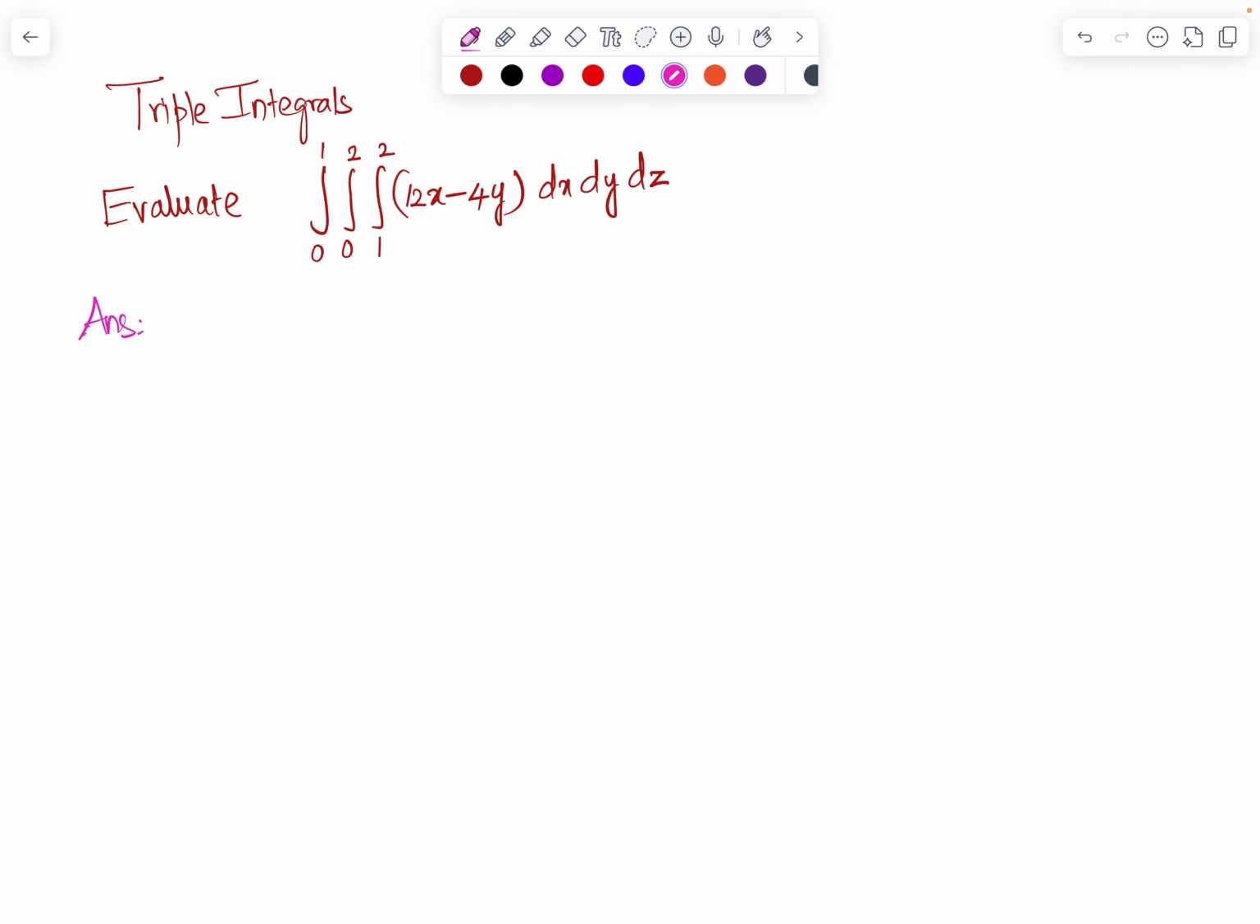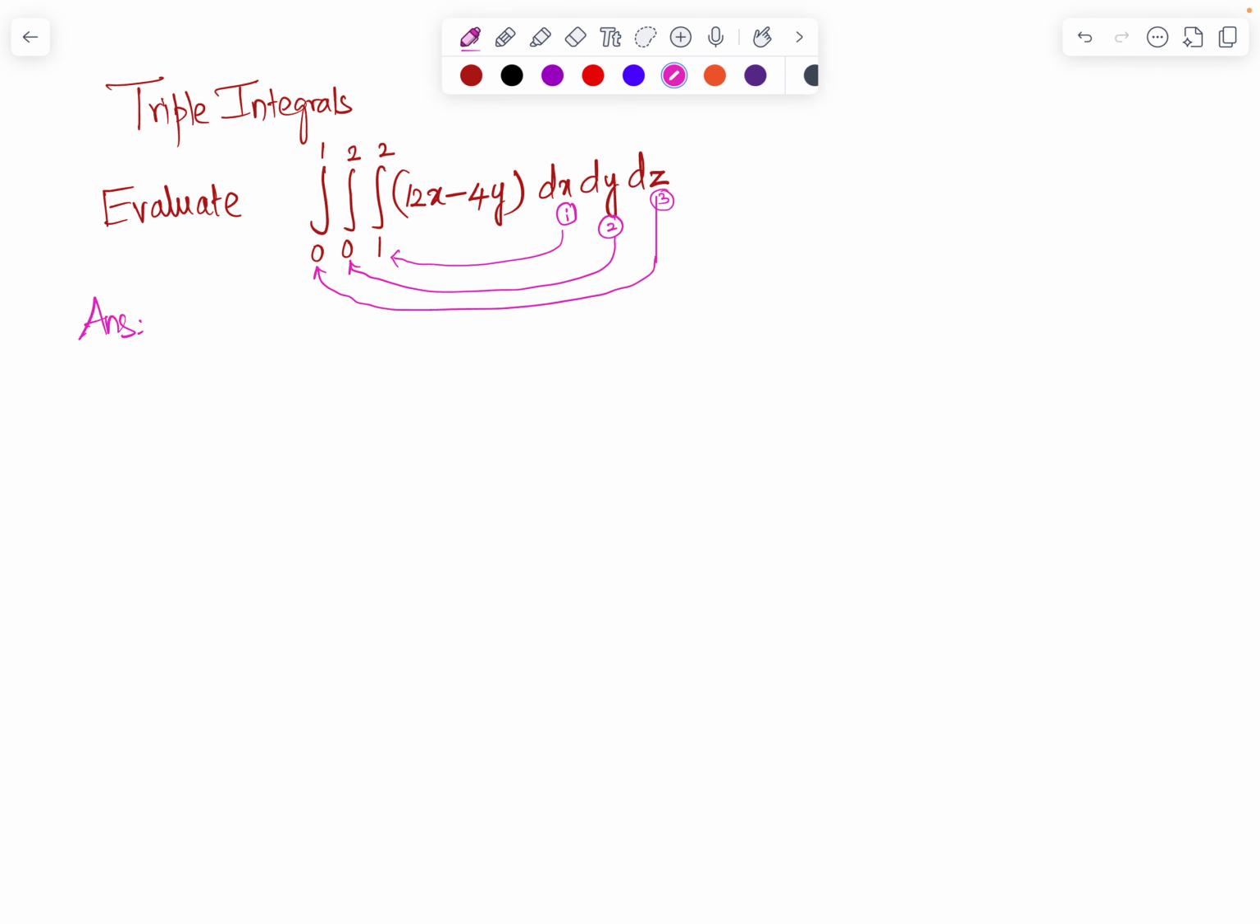So you can see from the integral, the first variable of integration is x. The corresponding limits are given here. The second variable of integration is y. The corresponding limits are given here. The third variable of integration is z. The corresponding limits are given here. Okay, so you have to follow the order.